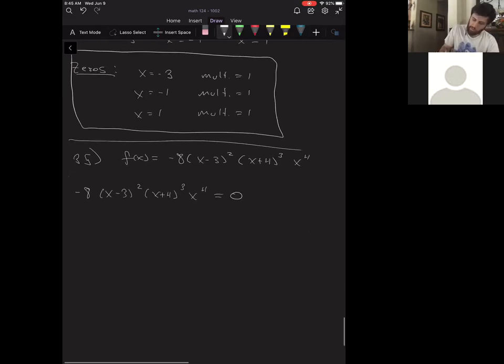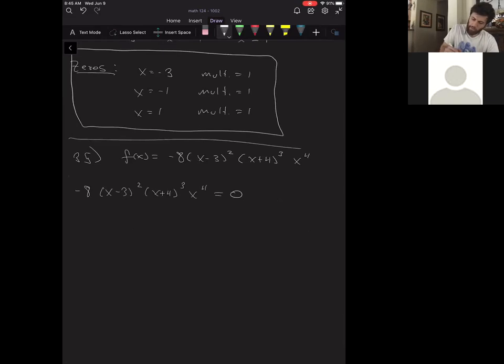So we have these pieces and they're all equal to 0. If you ever have a constant in the front, like a minus 8, that doesn't really matter here. So really when we're trying to solve for x, all we care about is that piece, and that piece. So we have these things all multiplied together, so we can set each of them equal to 0. So we have x minus 3 squared is equal to 0. We can solve x plus 4 to the 3 is equal to 0. And we can solve x to the 4 is equal to 0.